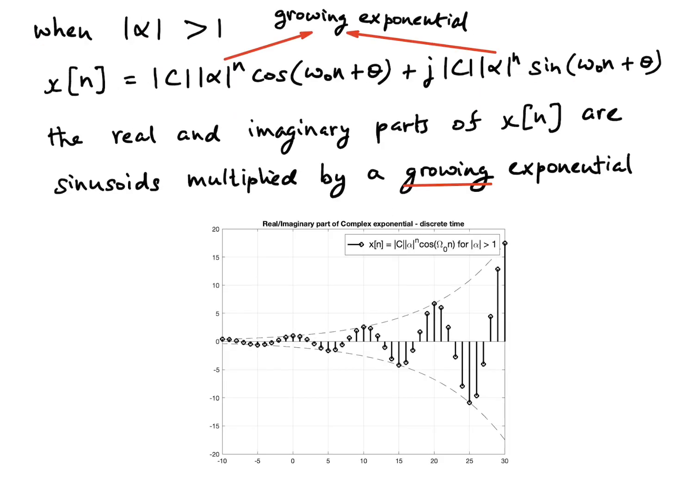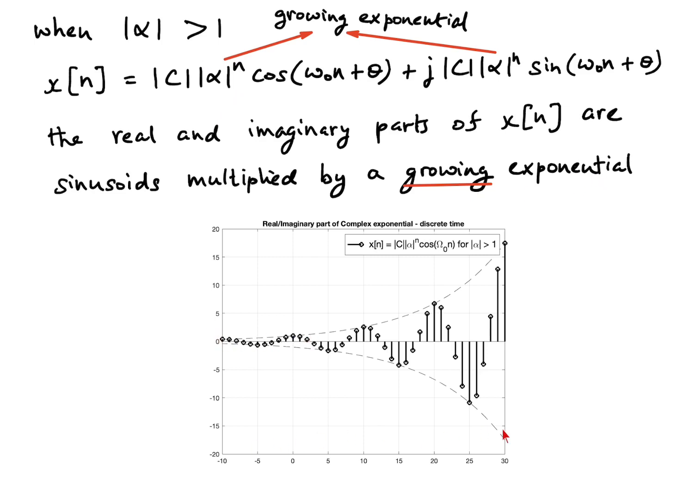Now next we will see the case when the magnitude of alpha is greater than 1. So when we have magnitude alpha greater than 1, then as n increases, for a number which is greater than 1, say 1.5, 1.5 power 0 is 1, 1.5 power 1 is 1.5, 1.5 power 2 is 2.25, and so on, right? So this alpha power n term is going to be growing exponentially. So that means the real and imaginary parts of this sequence x of n, which is this cosine term and the sine term, are getting multiplied with some factor which is exponentially growing. So when the magnitude of alpha is greater than 1, we get the real and imaginary parts of x of n that are sinusoidal sequences that are getting multiplied with a growing exponential.